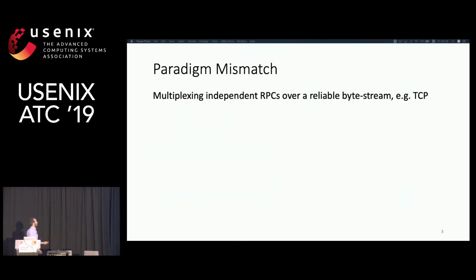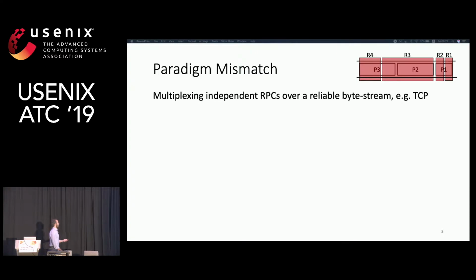A common design pattern is to multiplex RPCs on top of a reliable byte stream protocol such as TCP. TCP makes sure that packets are delivered in order, P1, P2, P3, and these packets can carry either entire requests, such as R1 and R2, or partial requests, such as R3. However, the mismatch between those two abstractions can cause several issues, and in this talk, we will focus on two of them.